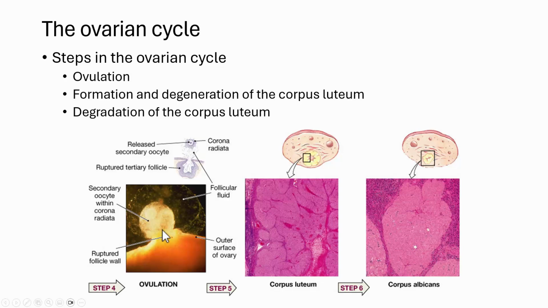And then here we have ovulation, where the secondary oocyte within the corona radiata, along with some follicular fluid, has ruptured from the ovary. And you can see it here. Again, here's the release of the secondary oocyte with the corona radiata. And then this follicle is going to become the corpus luteum. Now, if this egg gets fertilized, that corpus luteum will remain and secrete progesterone. If the egg is not fertilized, the egg will die off, and then the corpus luteum will degrade and shrink down to become the corpus albicans.